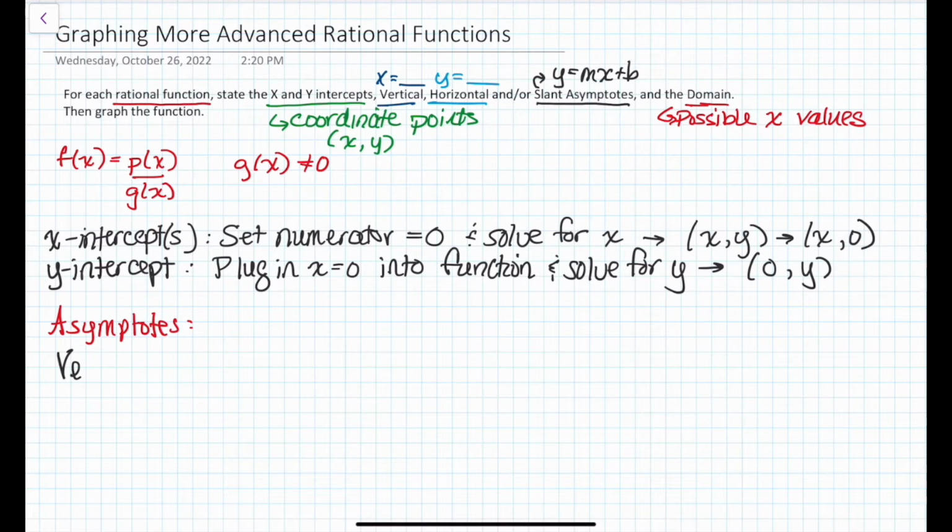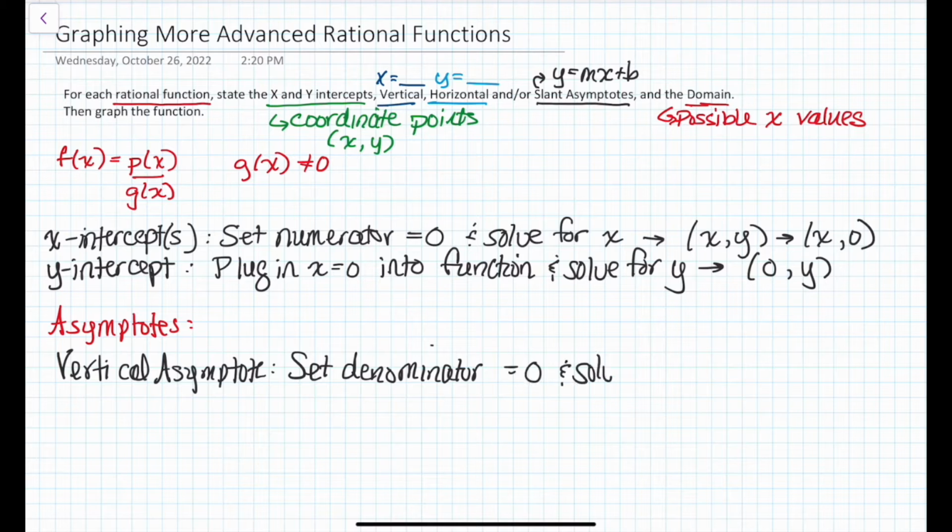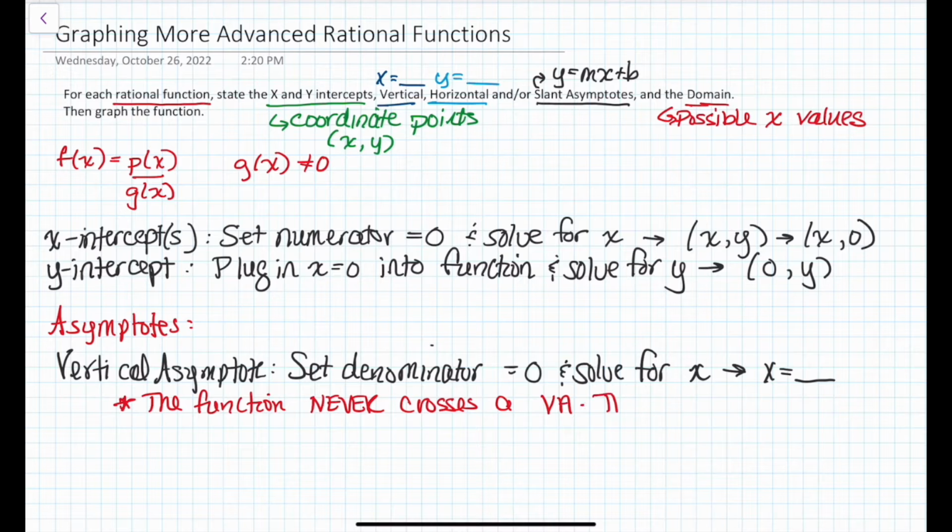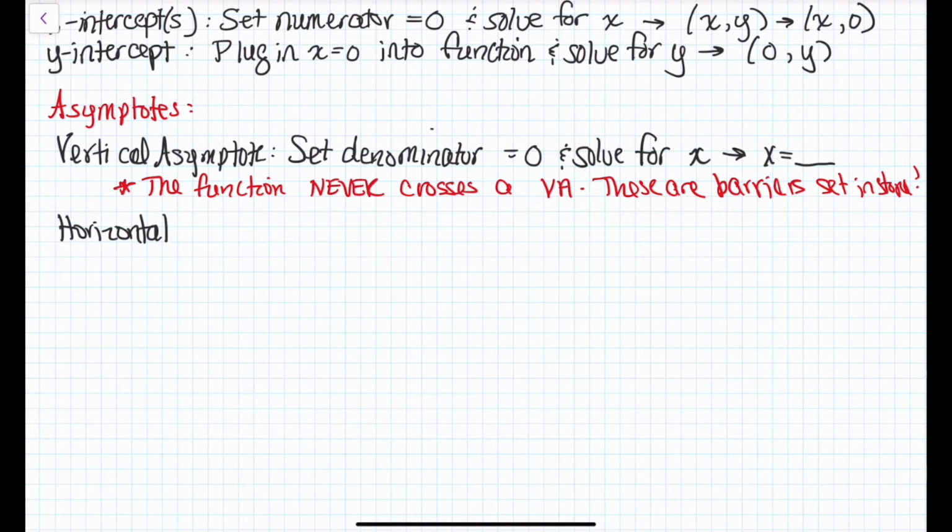Okay, so let's talk about how to find the asymptotes of a rational function. The vertical asymptote, we just want to set the denominator equal to 0 and solve for x. And this will give us the values of x that would make the denominator equal 0, and therefore the function is undefined. So recall that the function will never cross a vertical asymptote. They're barriers that are set in stone. We can't break those rules.